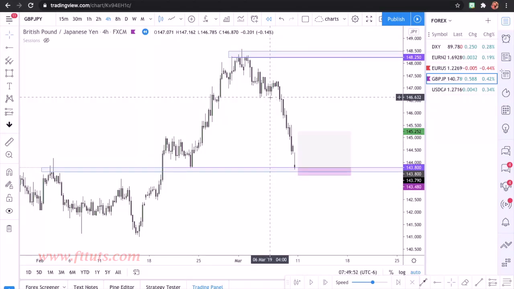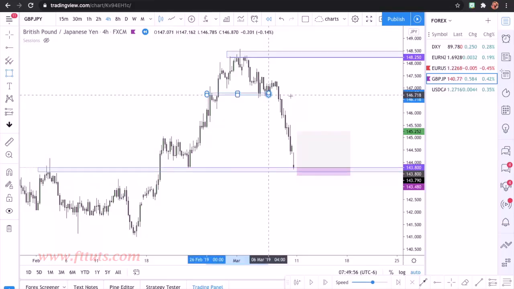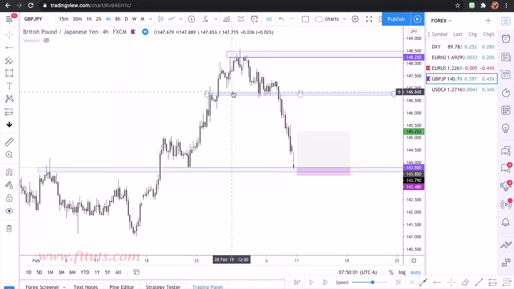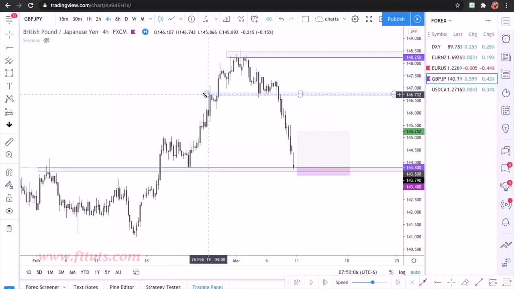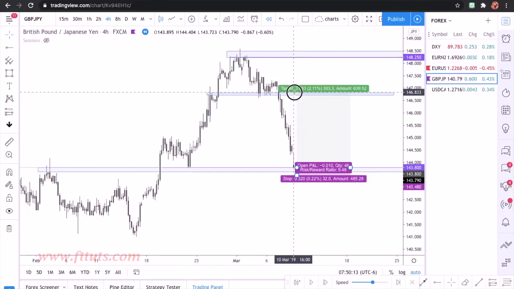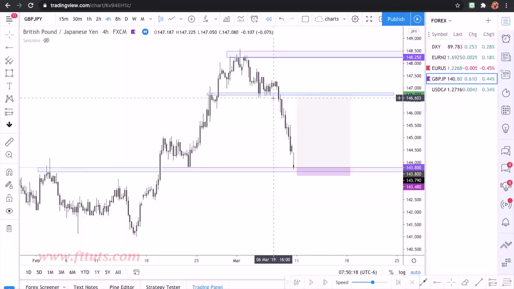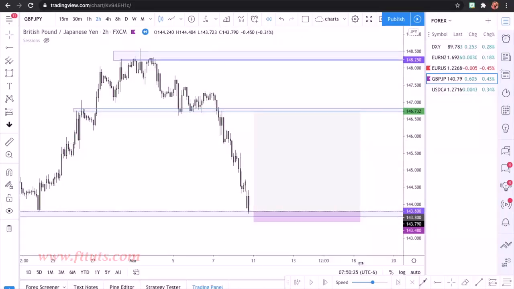So what we're looking at here is potential targets, okay? So I want to draw a zone right here. So this is like a minor zone in between this, right? So we had minor resistance here, then it broke, tested, ended up breaking, testing. So our first target I would put here, and then our second target here, okay? So we have to watch how it reacts to this zone. So let's just go on the 2 hour and see what happens.